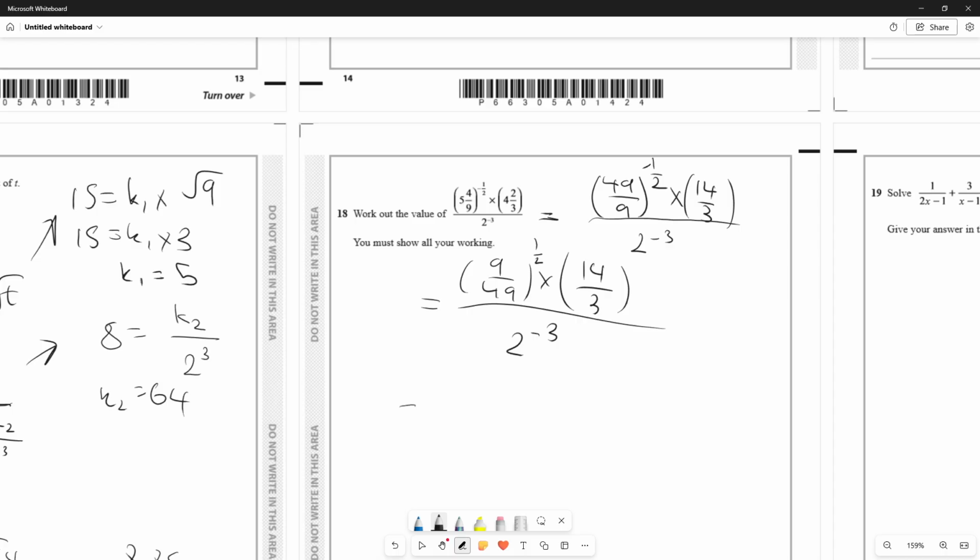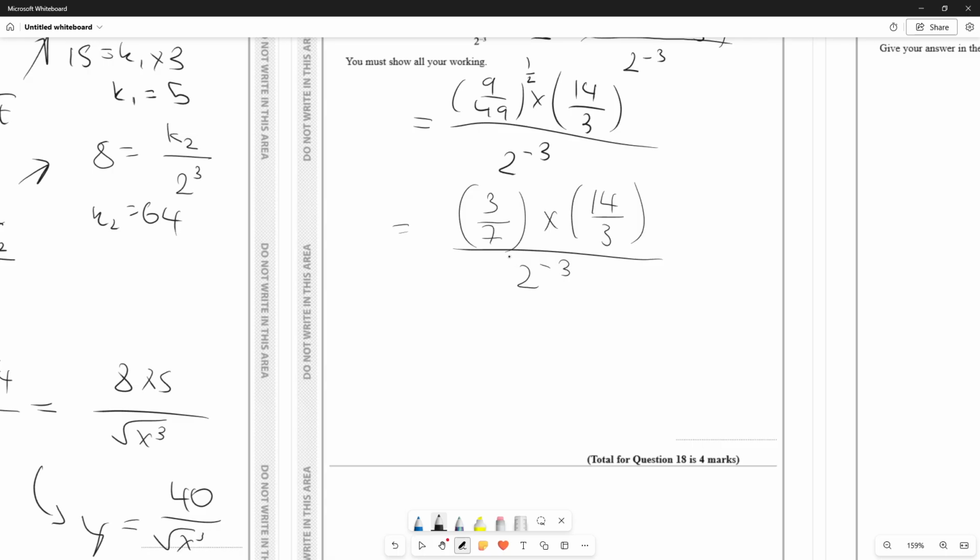So let's do that now. So we have 3/7, because we have to square root both parts, times 14 over 3 to the power of 2 minus 3. When you multiply these fractions together, both these 3s will cancel out, and this 7 will cancel out times 1, and this will be 2. So in the end, we'd get 2, and then 2 minus 3.